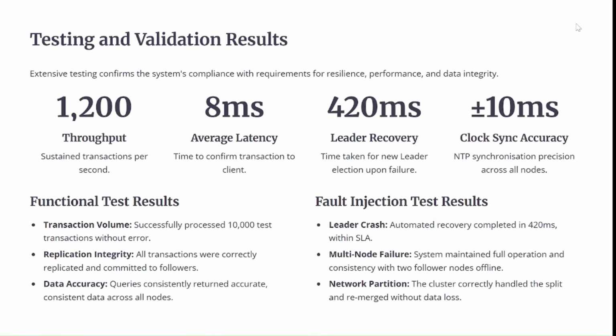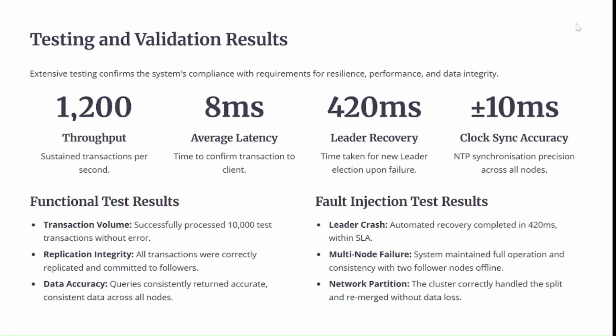Then we moved on to the test to see how well the system performs. It managed to handle 1200 transactions per second, showing strong performance. Each transaction took only about 80 milliseconds to complete. When the main leader node failed, a new one was selected in just 420 milliseconds, so there was almost no downtime. Our clock synchronization accuracy was within plus or minus 10 milliseconds, keeping all transactions in the right order.